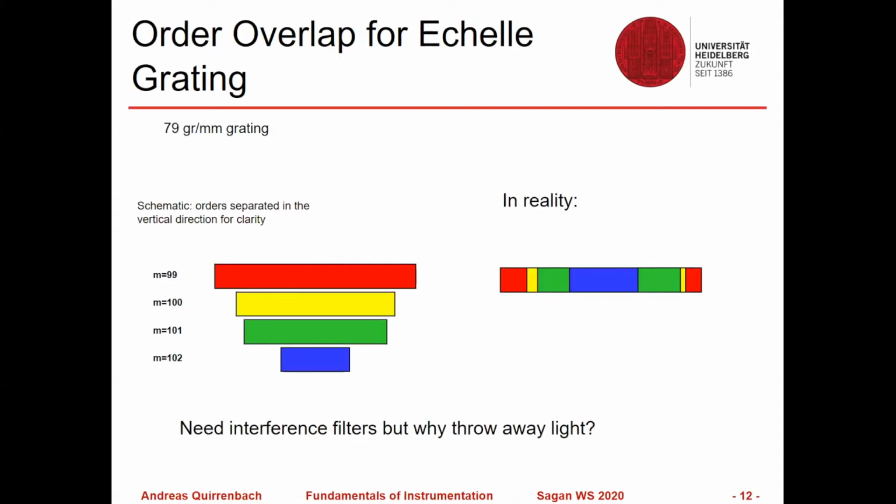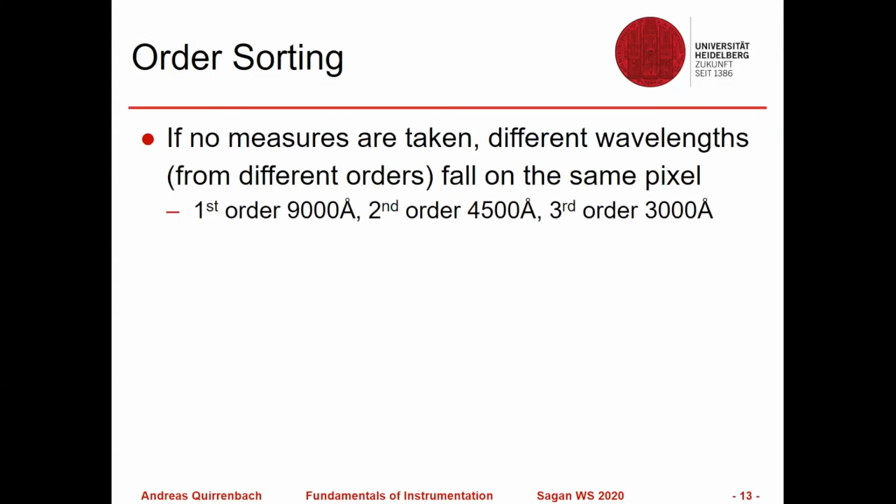Also, you have different orders that are reflected into the same direction at different wavelengths. You remember in the grating equation, you have m times lambda, the product of order and wavelengths, and then on the right-hand side, some angles. So that means that, for instance, the 100th order at 5050 angstroms goes into exactly the same direction as the 101st order at 5000 angstroms, because the product is the same. So this, schematically here, shows different orders, but in reality, they are all on top of each other. And of course, you don't want that. You don't want to observe different wavelengths in the same pixel of your detector. But you can turn this into an advantage, as we shall see in a minute.